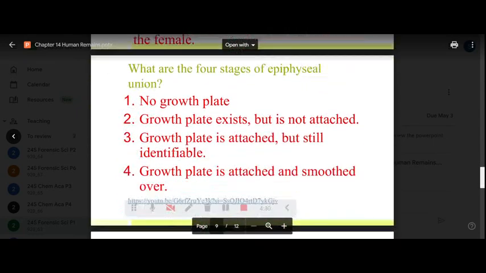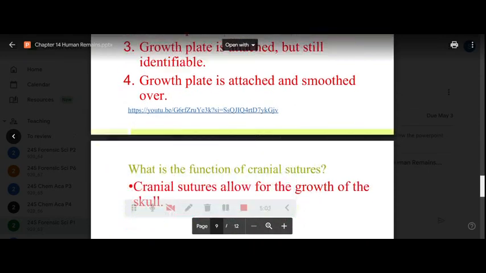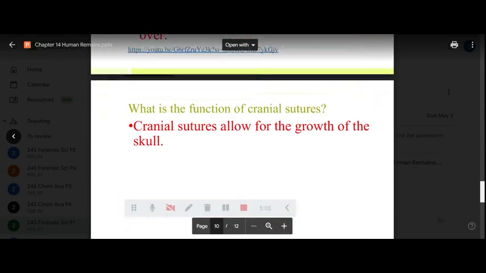And then the 4 stages of epiphyseal union. So 1, there's no growth plate. 2, growth plate exists but is not attached. 3, growth plate is attached but still identifiable. 4, growth plate is attached and then smoothed over. There's also a YouTube video on that.